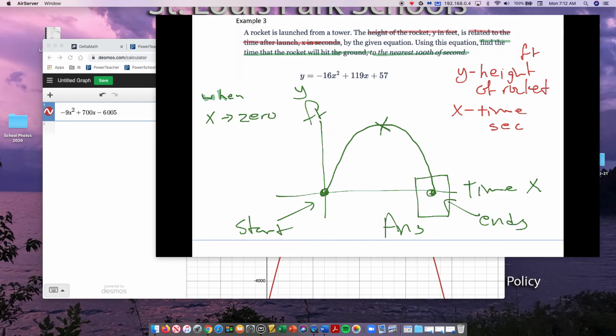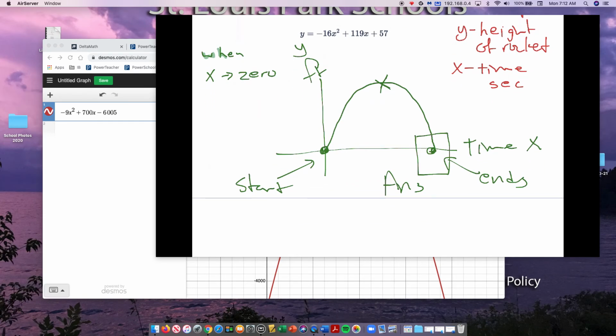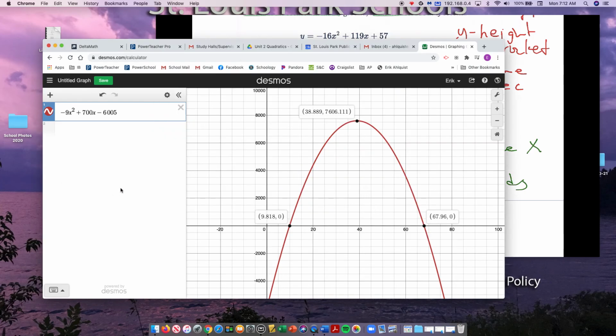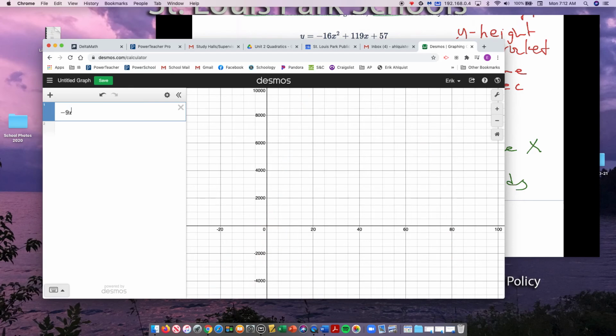We can find that value using Desmos again. So remember, we got that negative 16. It's going to make a parabola. So go back to Desmos, and you can just erase this equation. And we're going to type negative 16 x squared. Oops, I have to make it a squared. And it starts to draw it. There's my parabola. Plus 119x plus 57. And there's my parabola.